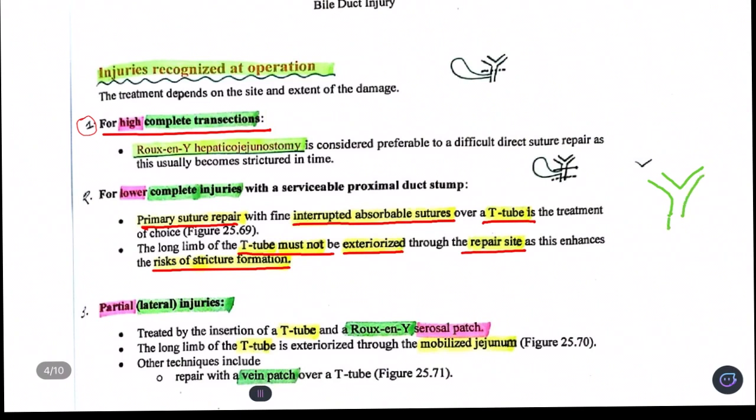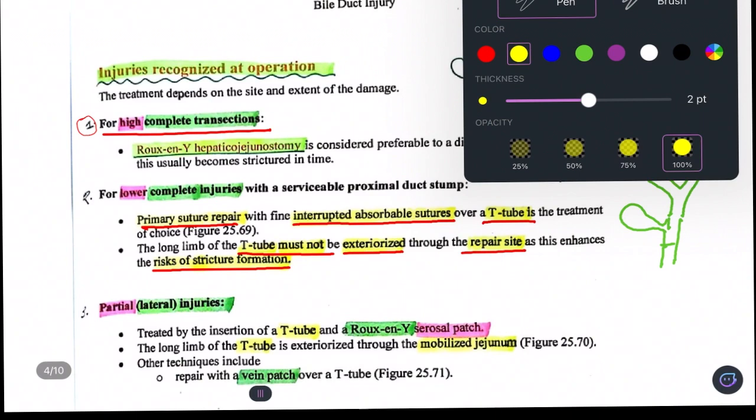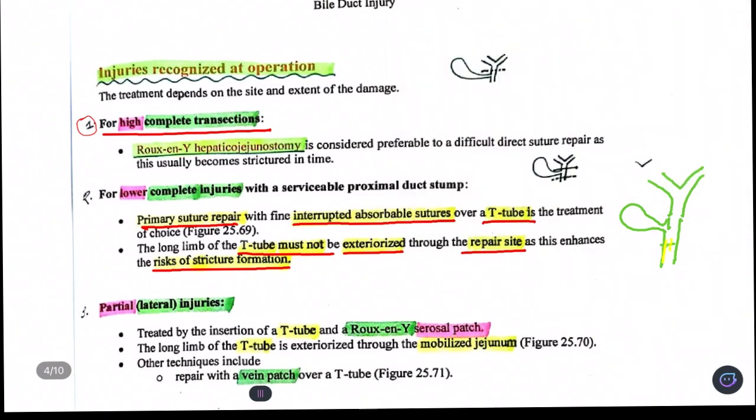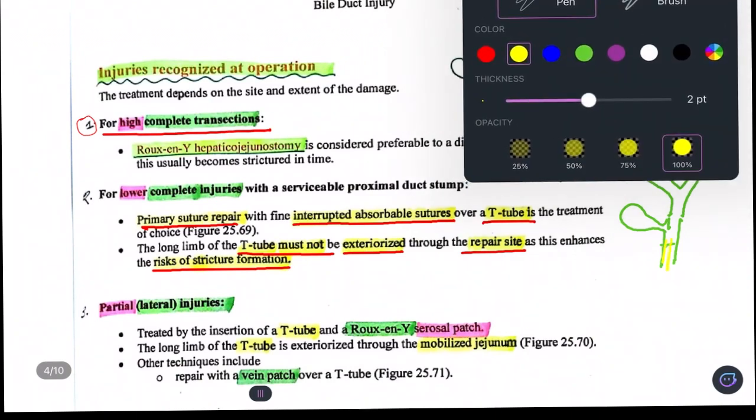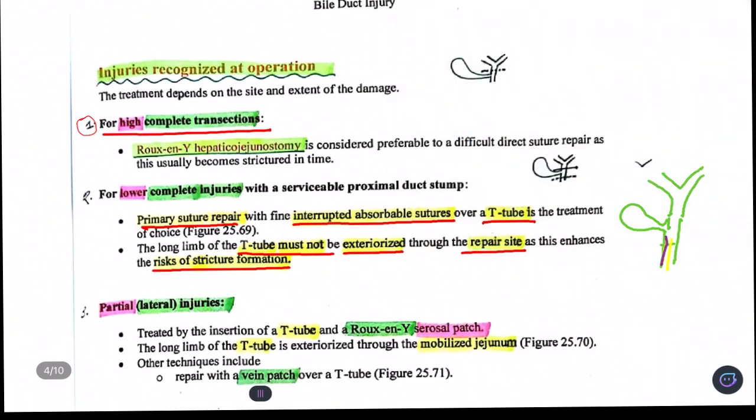If we observe that there is an injury, we must keep my T tube under the injury. I think that this is the T tube. The T tube should be here under the injury, not through the injury. If the injury is here, it should not be through the injury. It should be under the injury.